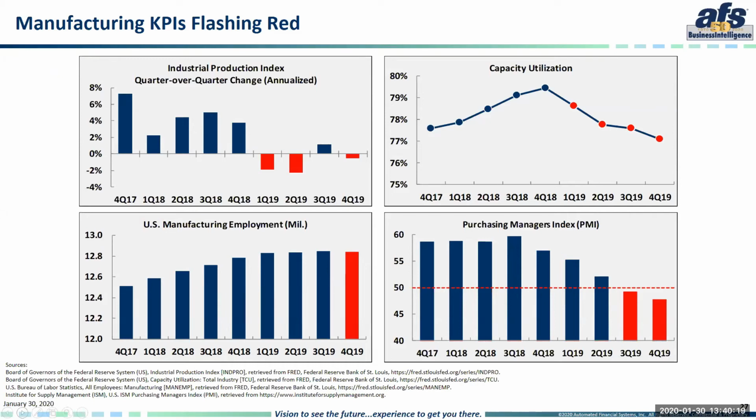All of these KPIs are flashing red, which really helps explain in 2019 why manufacturing balances were down, and consequently C&I loan growth really wasn't what we hoped it would have been.